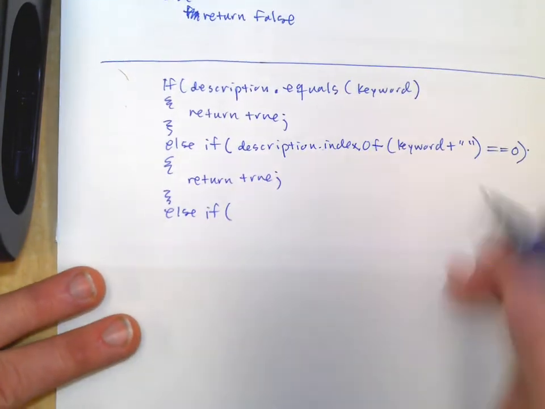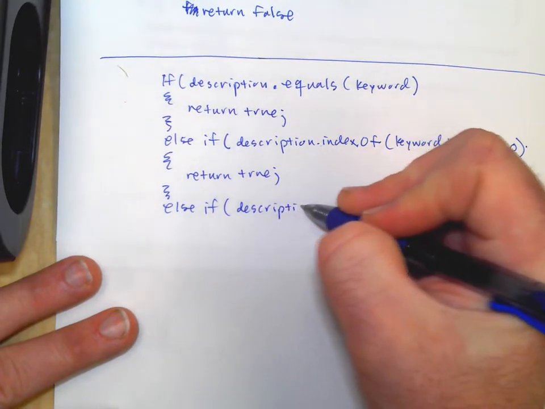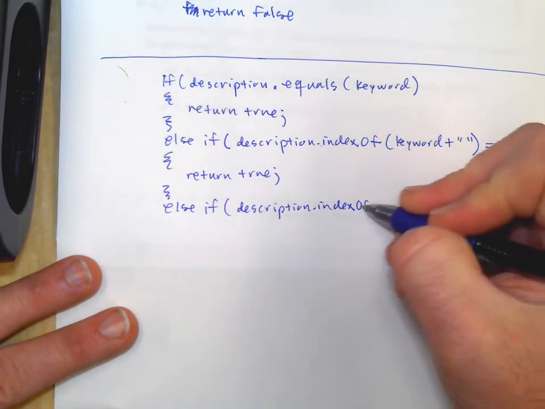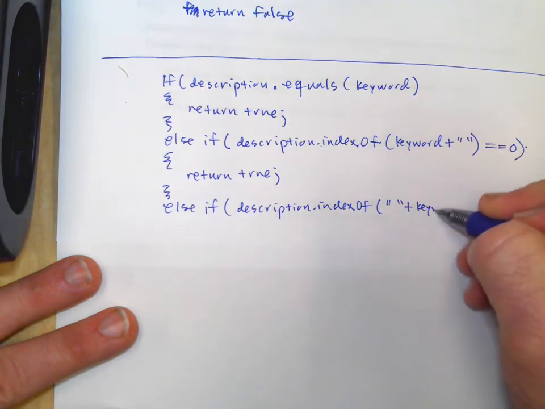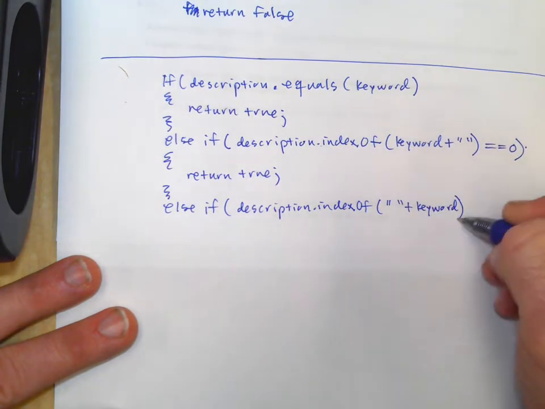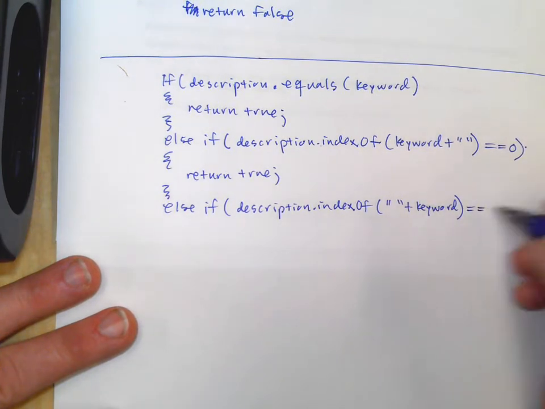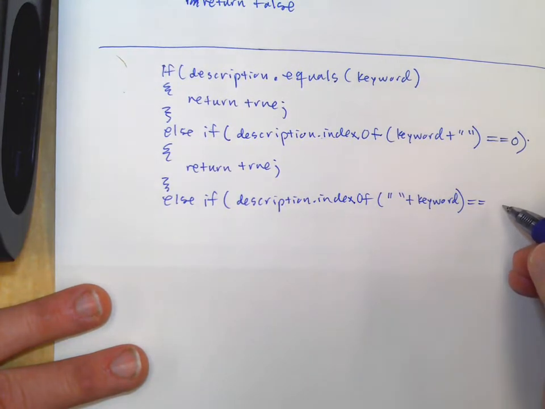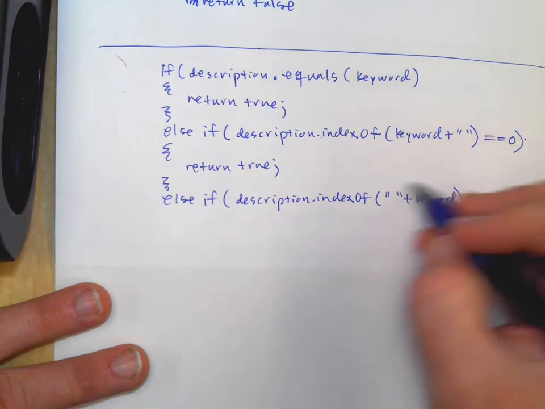Okay. Is it at the end? Well, let's do description dot index of. Now here we want the space in front of keyword. So let's look for anywhere where space is before keyword, but we're specifically trying to find the end. So where would this be? What would the location of this be if it was at the end of the word?